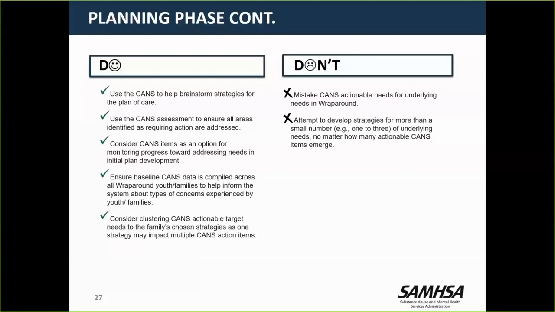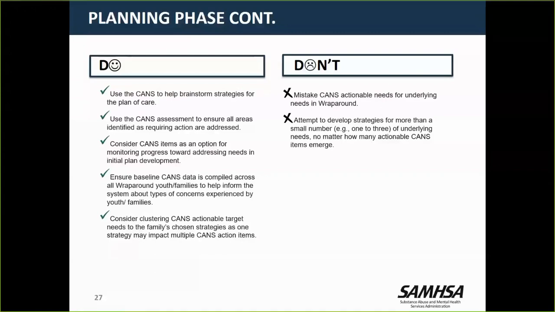So in the planning phase, the things we do want to do is to use the CANS to help brainstorm strategies for the plan of care, both the needs items and the strengths that pop up. These are things that the team can use as raw materials for the plan of care. What do we see as things that are our needs? Have we missed anything? What are the things that we've seen as strengths? Do we have them all really adequately appreciated on this team? And the CANS can be something that can help supplement the full wraparound process.